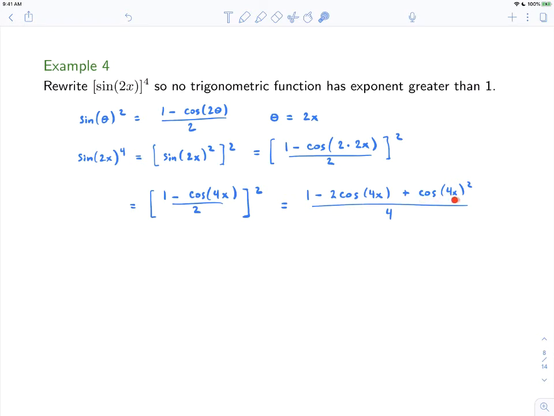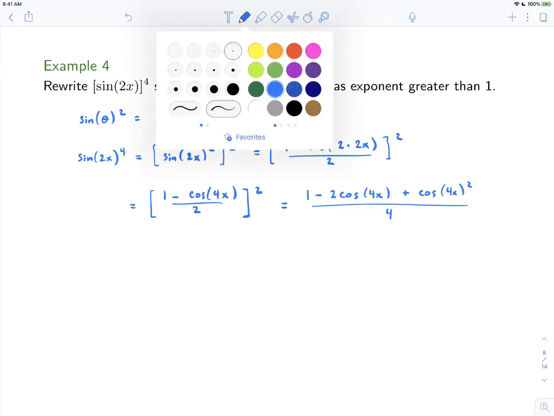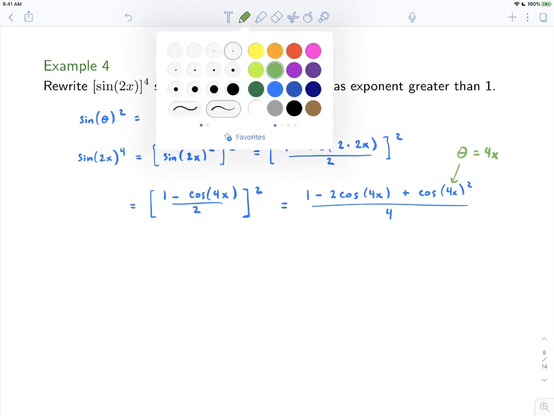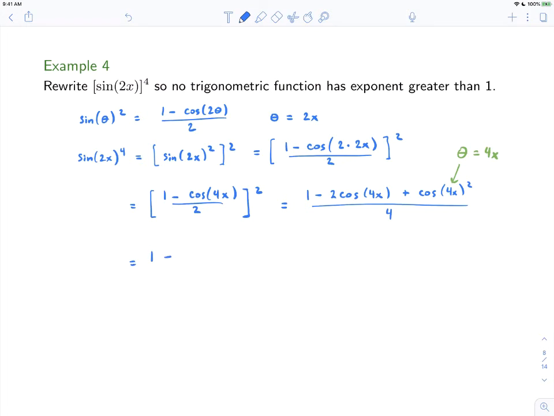But here, this last term is cosine of 4x quantity squared. So we need to use a reduction formula on this. And we're going to use the reduction formula for cosine. But in this case, we're going to let theta be equal to 4x here. So we're going to have that this is equal to 1 minus 2 times cosine of 4x plus, and now here, we're going to use the reduction formula for cosine. So that's going to be 1 plus cosine of 2 theta. But in this case, theta is 4x. And all of this is divided by 2 inside the brackets. And all of this expression is divided by 4.